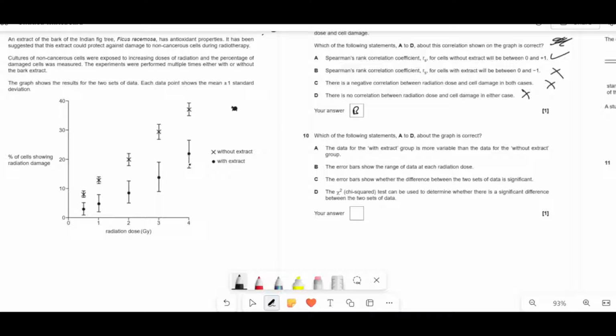But if we look here with the extract, here's the mean, and there's a pretty fat spread from like 25-ish to 15. So there's a lot more variance in the results, as in there's a lot more variability. So for 10, the data with the extract group is more variable than without. It's got to be A.